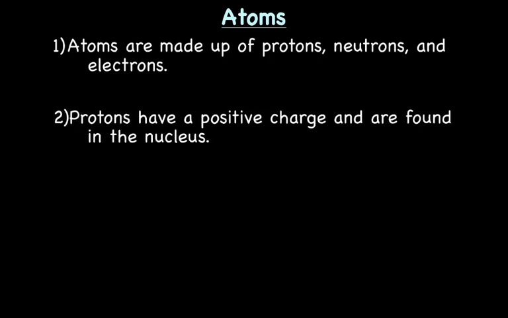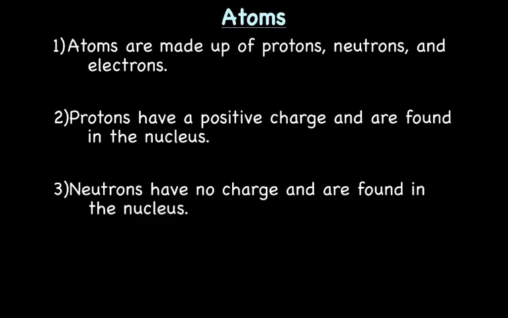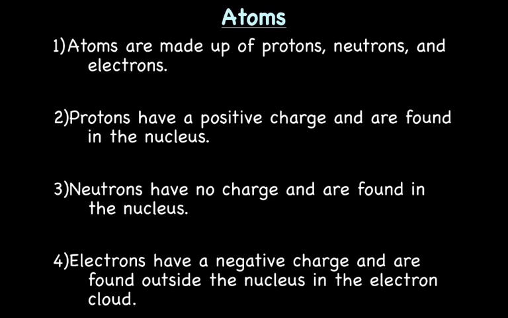Protons have a positive charge and are found in the nucleus. Neutrons are also found in the nucleus and they have no charge. And then we have electrons, which have a negative charge, and they are found outside the nucleus in what we call the electron cloud.